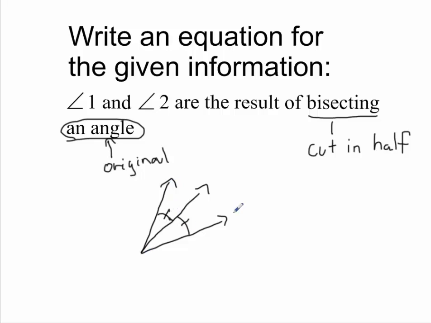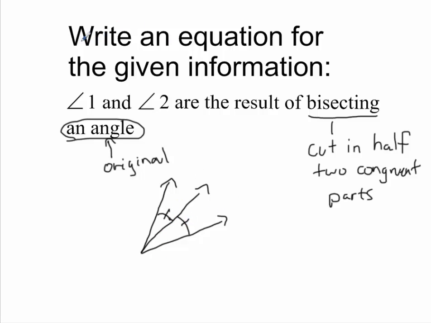So again, this is my original angle. I drew a ray that is a bisector. It's cutting this original angle in half. So if you cut something in half, you get two congruent parts. So we know these two parts are the same size. So angle 1 and angle 2 are the result of bisecting an angle. So now we have the sketch that represents what happens if you bisect an angle. You get two congruent angles.